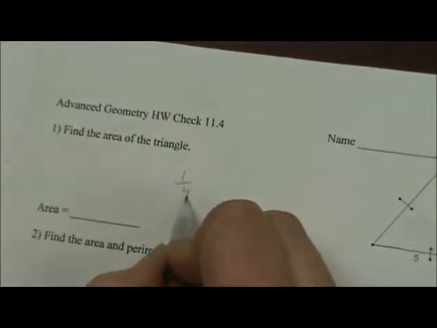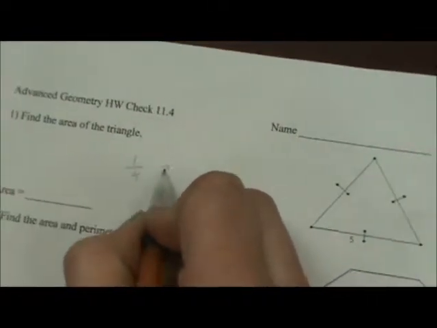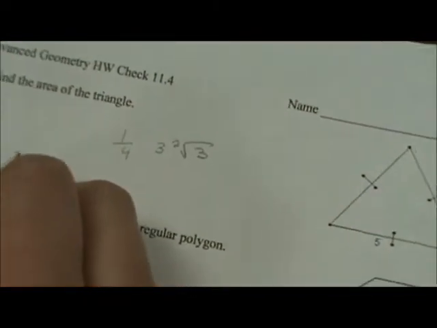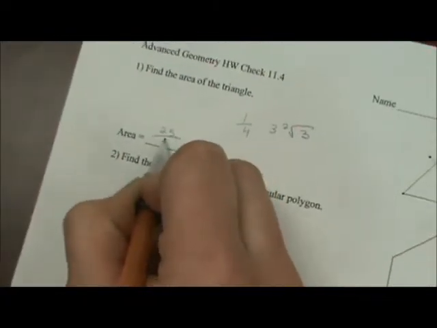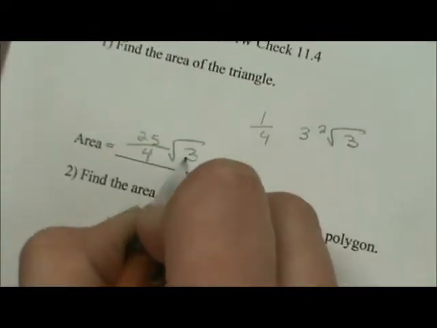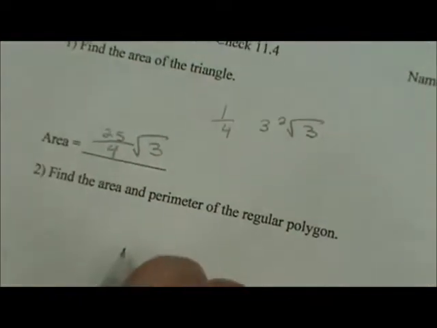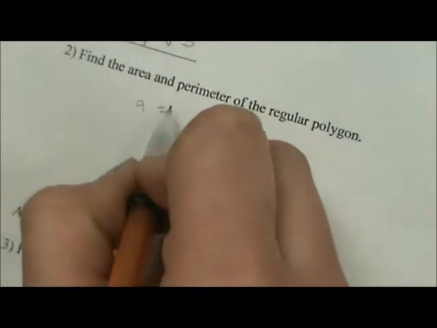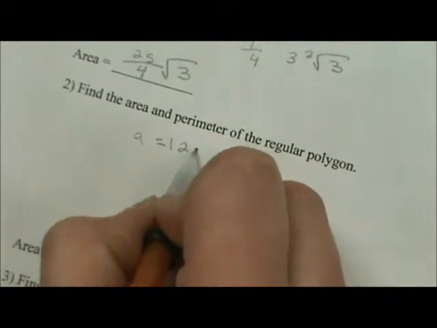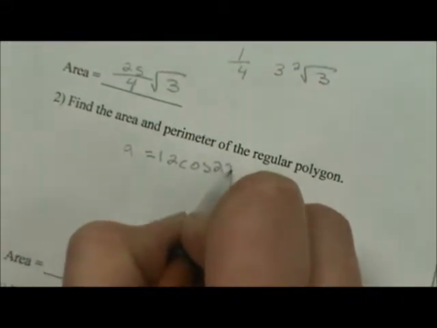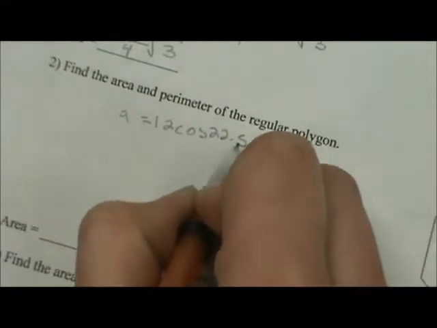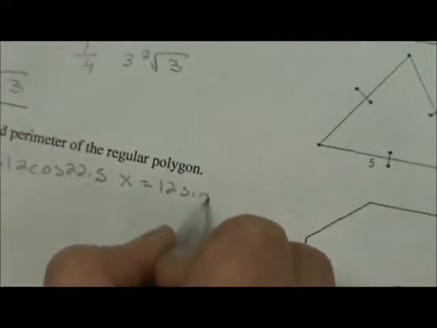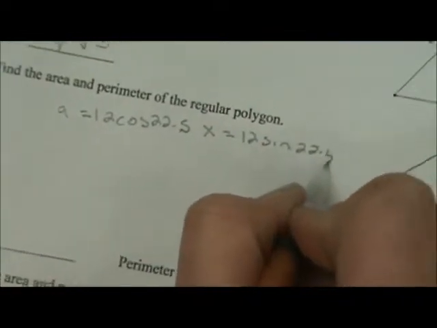Okay. So for our first problem, to find the area of the triangle, the formula is 1/4 side squared times the square root of 3, the last one. So we just plug in 5 for one of the sides. So 1/4 times 5 squared times the square root of 3 is going to equal 25 over 4 times the square root of 3. Area and perimeter, that's going to be our formula, or everything that we plug in together.